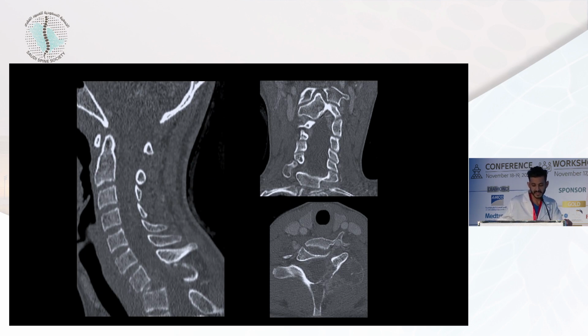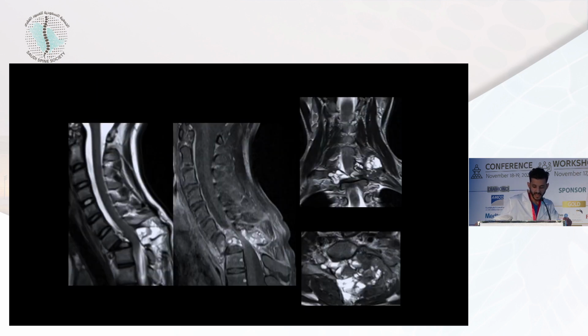And this is her CT scan, and you can see T1 completely collapsed. There's even some destruction of the posterior aspect of the lamina, and also the facet joint extending to the transverse process of T1. You can see the destruction. On the MRI, same thing, you can see there's destruction and total collapse of T1.